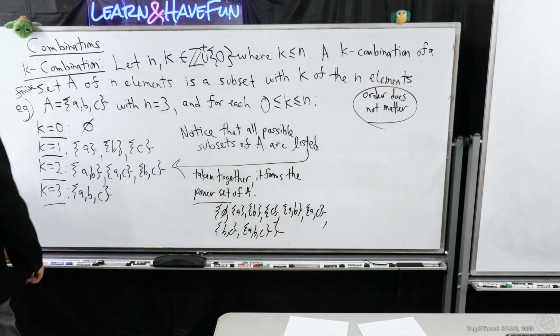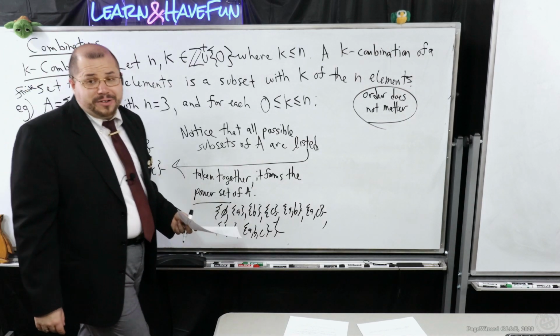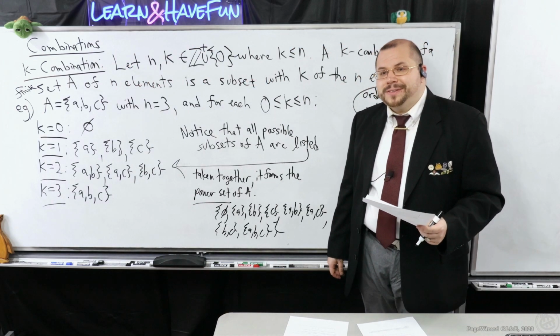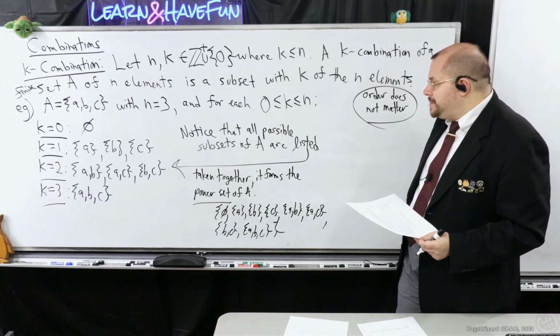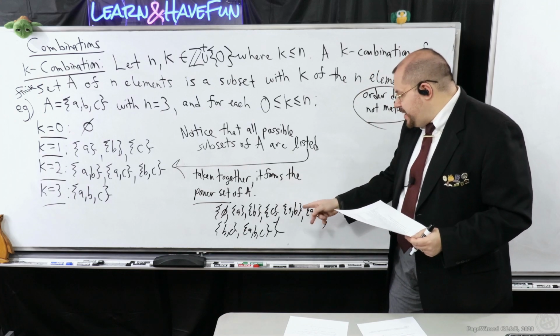So I'm getting very excited. It's also not a coincidence that if you count up how many elements are in the power set, it looks like a power of 2. That's not a coincidence either. So I got 1, 2, 3, 4, 5, 6, 7, 8, right?